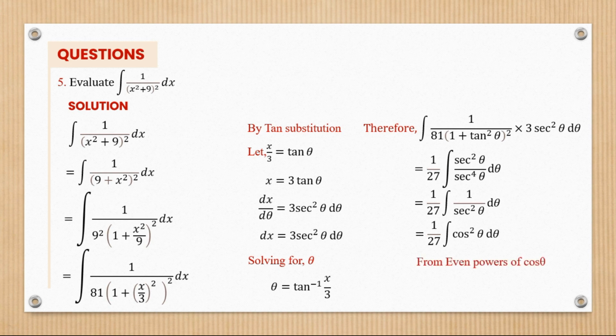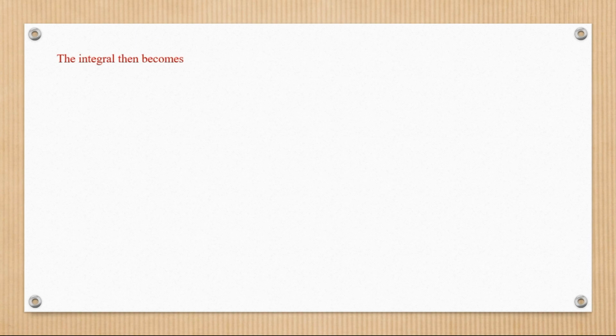Now we're going to use the knowledge of even powers. So from the knowledge of even powers of cos theta, we know that cos squared theta shall be equal to 1/2 times 1 plus cos 2 theta. So that's how we change it into double angles. So now the integral becomes 1 over 27 into 1/2 into 1 plus cos 2 theta d theta.